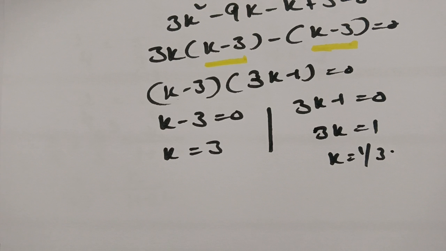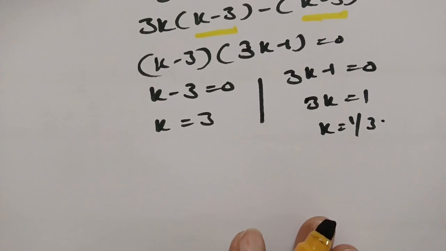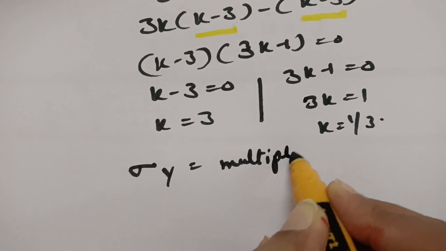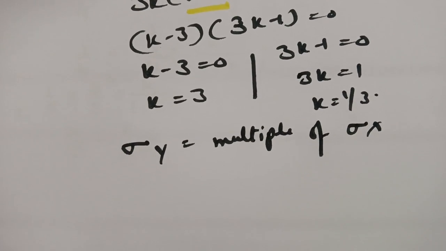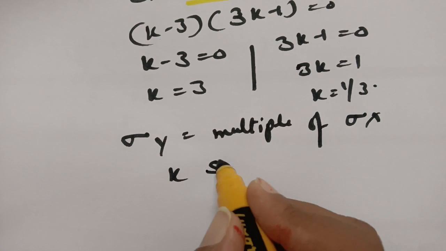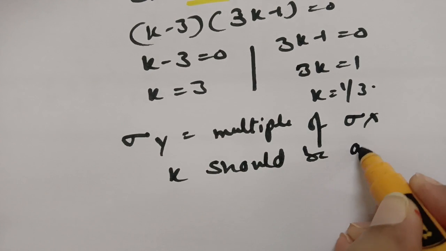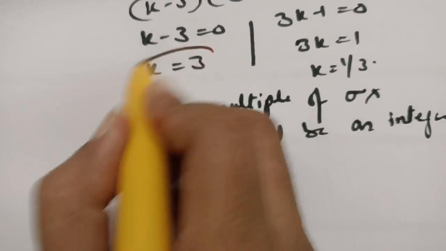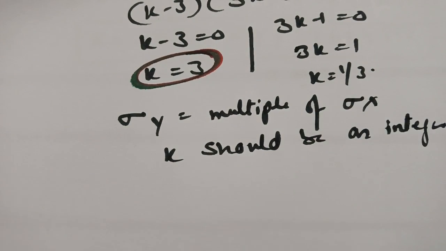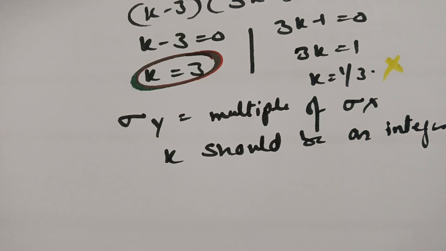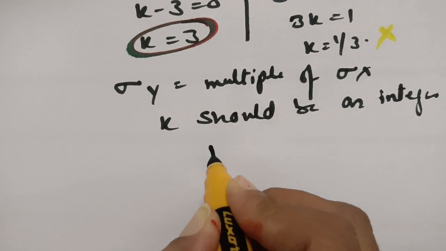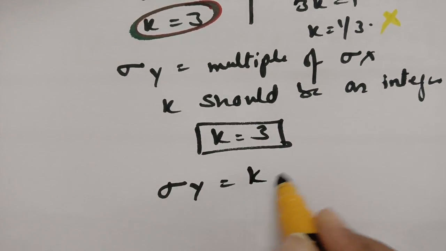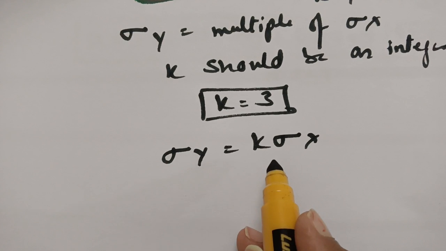So here we have to observe that sigma y is given as a multiple of sigma x. So here k should be an integer. So k should be an integer, as it is a multiple. So we have to select k is equal to 3, and we have to neglect this one, as the fraction is not needed here, and therefore k value here we have to support with 3. So k is equal to 3 here, as sigma y is equal to k times of sigma x, and we need the fraction here from the table.